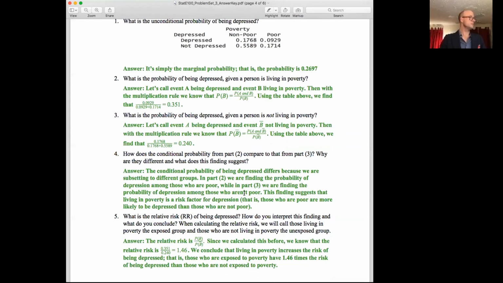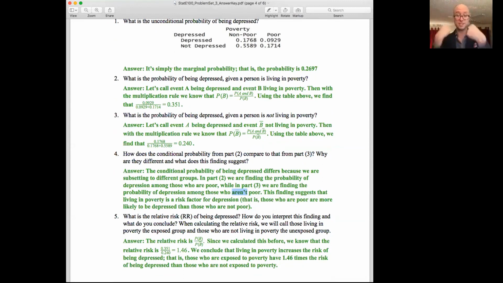I hope I'm right. Yeah, over 0.24. Why do I always doubt myself? I don't know. And that's 1.46. So the relative risk is 1.46, and that is the ratio of the conditional probability in the exposure group divided by the conditional probability in the non-exposure group.